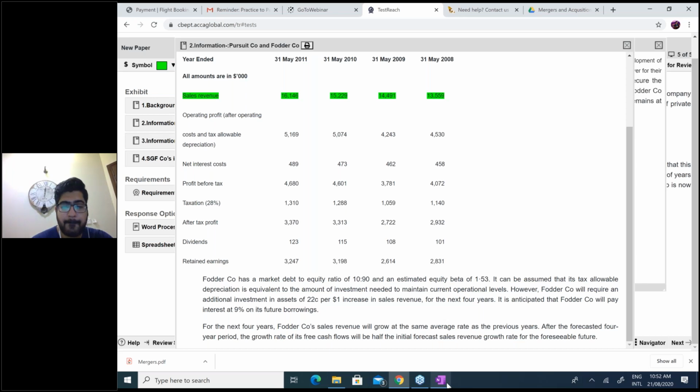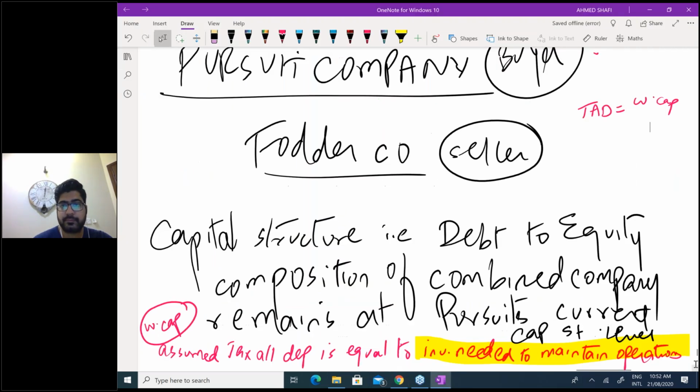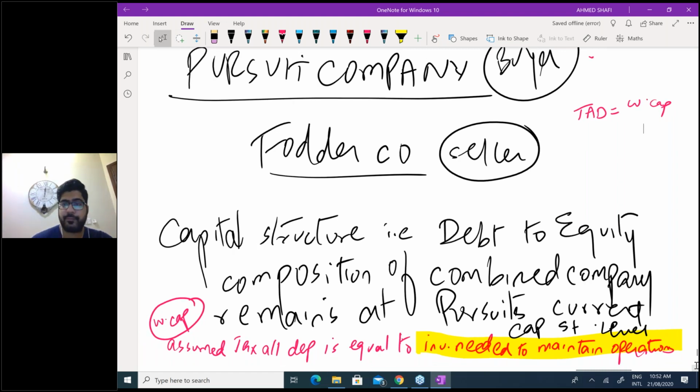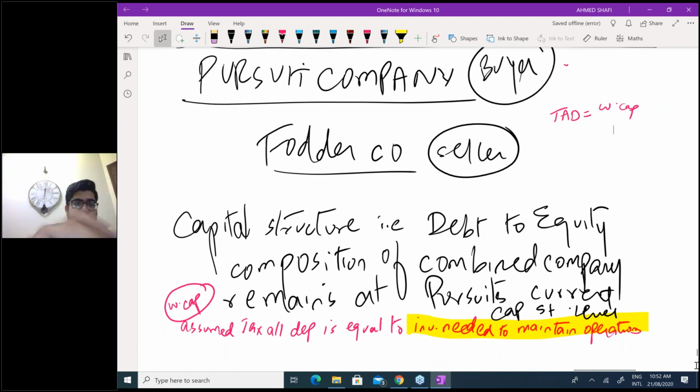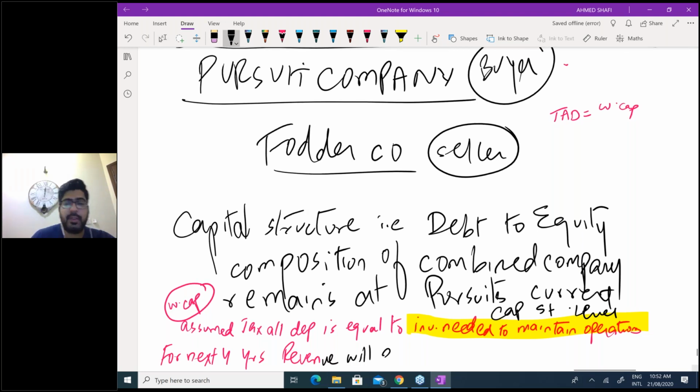So I should write this as well. For the next 4 years, revenue will grow at the same rate as previous years. So what is the previous years' growth rate? 6%. So for the next 4 years, revenue will grow by 6%. Okay.